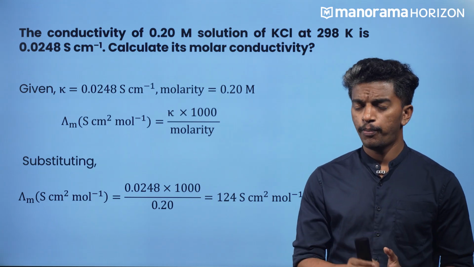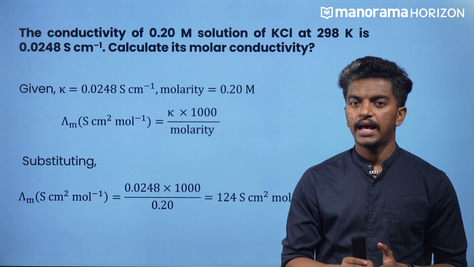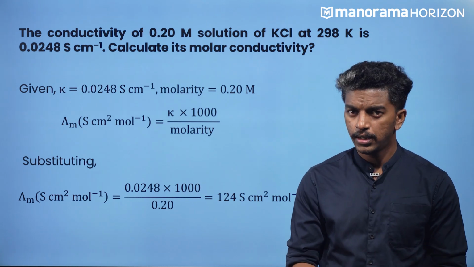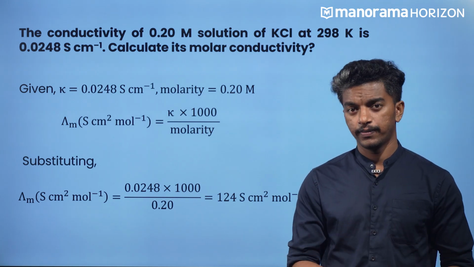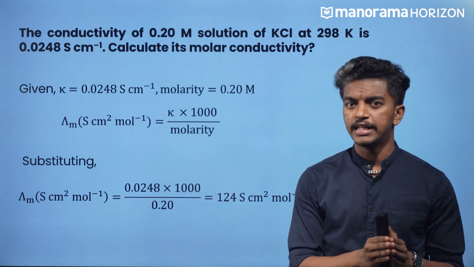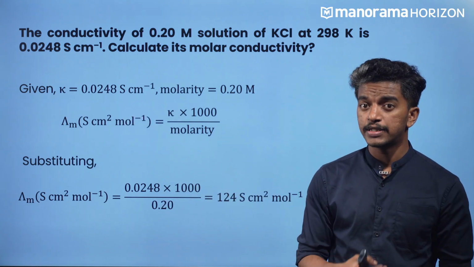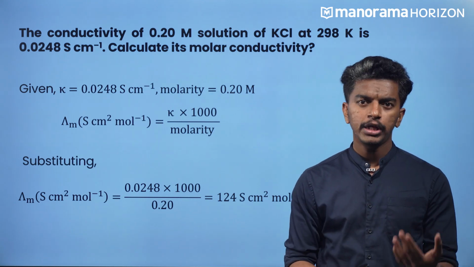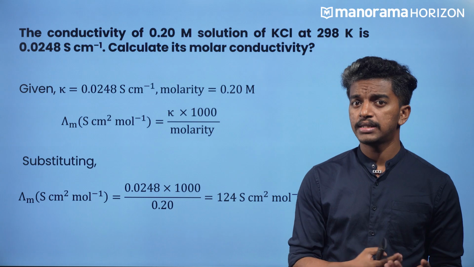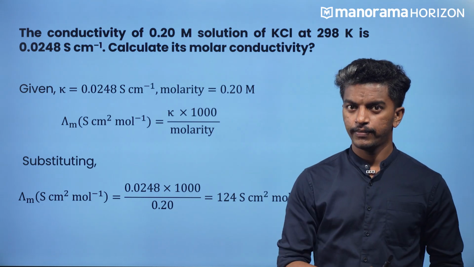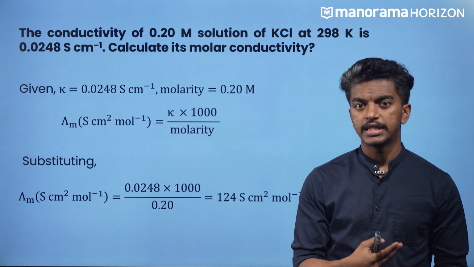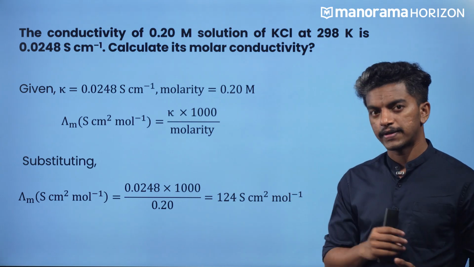The conductivity of 0.2 molar solution of KCl at 298 Kelvin is 0.0248 Siemens centimeter inverse. Calculate its molar conductivity. Given that conductivity kappa is 0.0248 Siemens centimeter inverse and molarity is 0.20 molar, we know that the expression for molar conductivity is lambda m is equal to kappa into 1000 divided by molarity. Substituting the values, we will get molar conductivity as 124 Siemens centimeter square mole inverse.